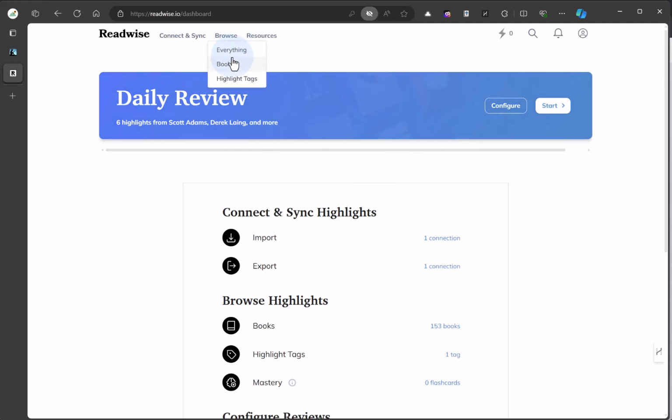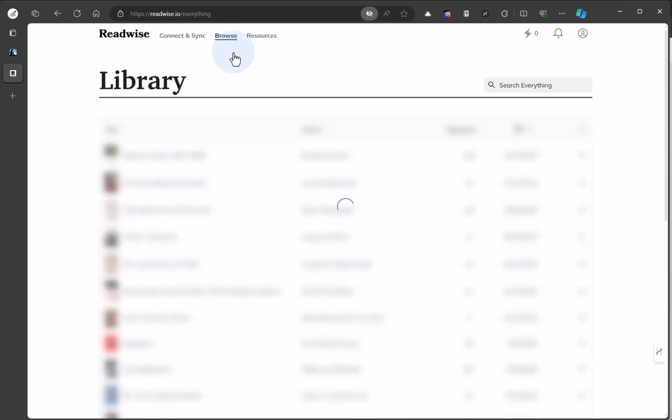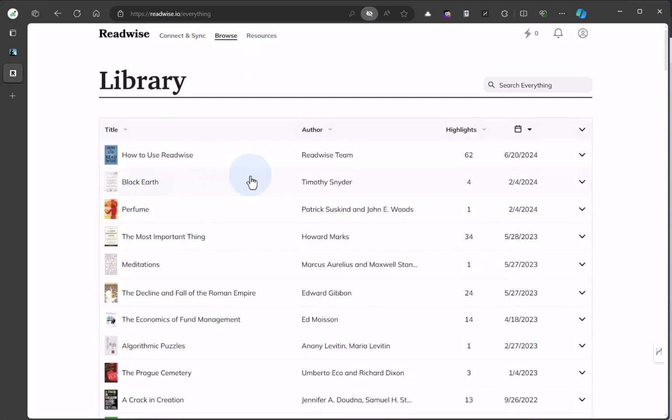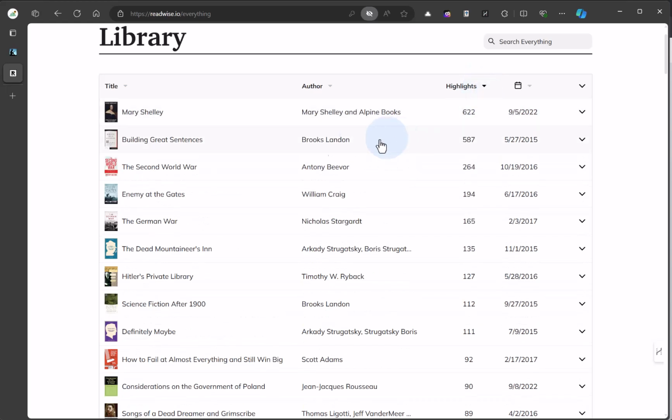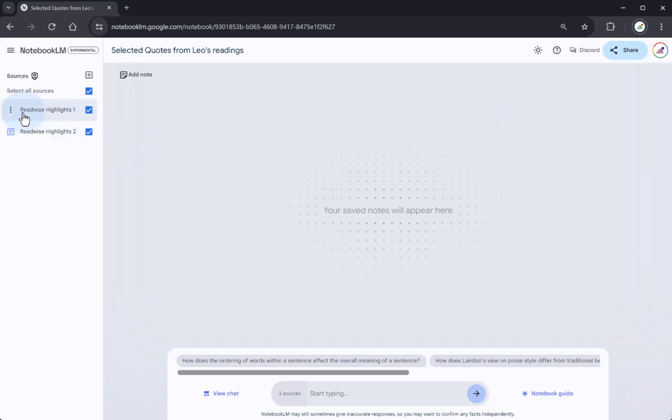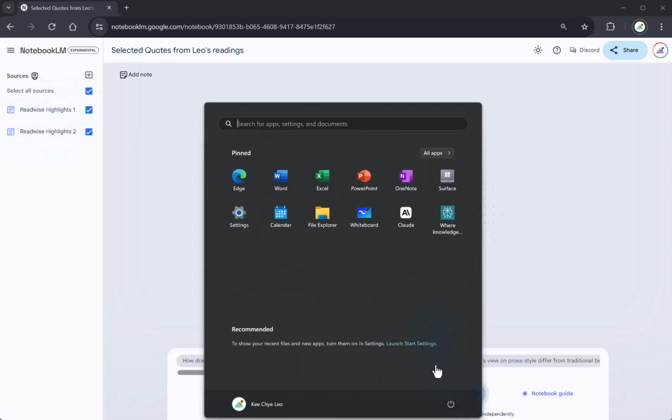Then how about everything here? So for instance, this will be some of the books I read and the quotes. So yeah, these are some of them. These are the quotes, and I can actually export them out. So what I have done is take the Readwise highlights, or the quotes. Basically these are the two items over here.